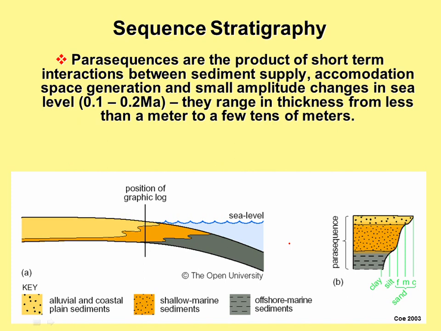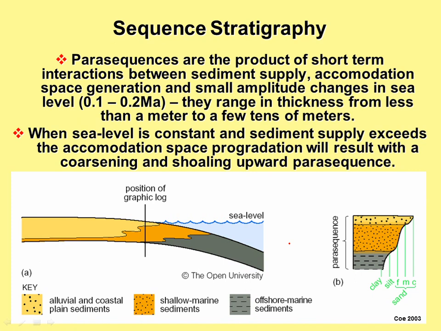So at the small end of sequence stratigraphy, we have these things called parasequences, and these are the products of short-term interactions, because we're dealing with very small thicknesses and aerial extents here, obviously. These are short-term interactions between sediment supply, accommodation space generation, and amplitude changes in sea level. Okay? And so these units, parasequence units, range from a meter to a few tens of meters in terms of their dimension.